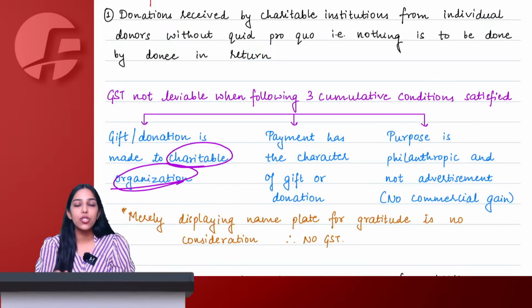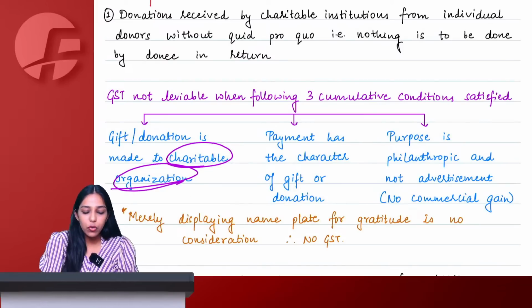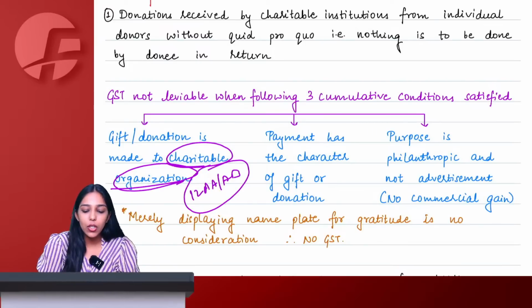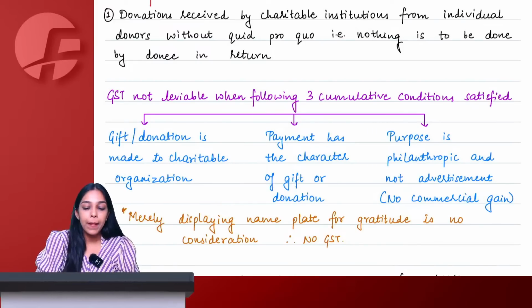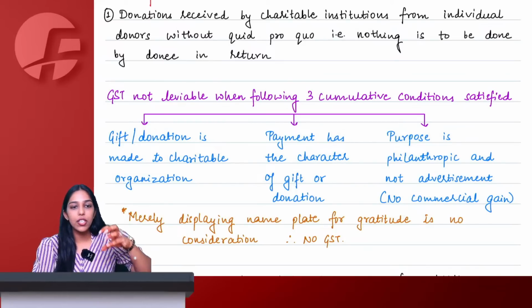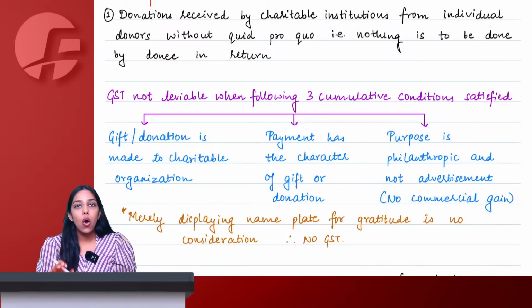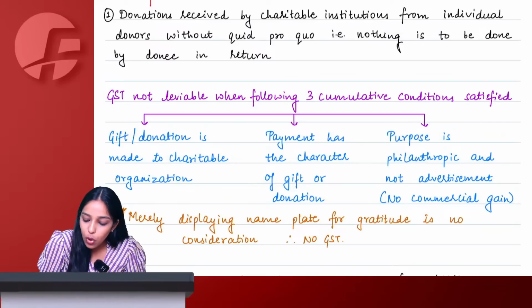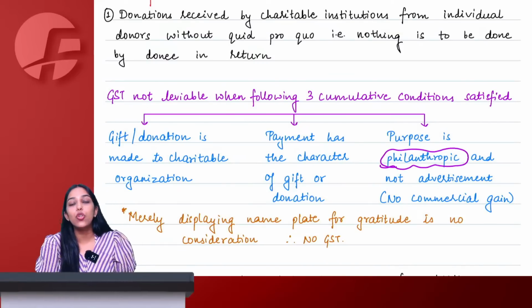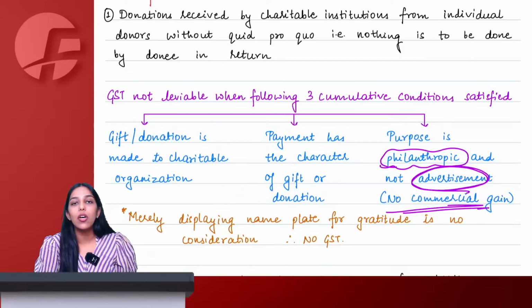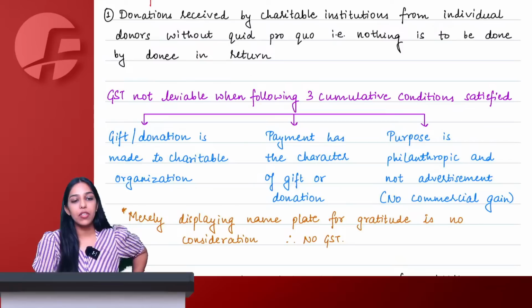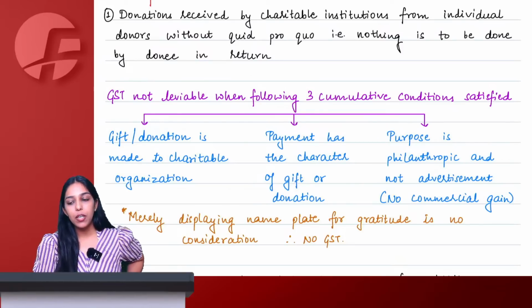Who are these charitable organizations? Who are registered under the Income Tax Act, right? We have 12AA, 12AB and some other sections in the Income Tax Act where you can get yourself registered as a charitable organization. So if, being an individual, I am giving this donation to a charitable organization, and whatever payment I am giving has the essence, the characteristic of donation or gift, and my purpose is purely philanthropic, I am not trying to get any kind of commercial gain or do any kind of advertisement, then this donation amount will be outside the GST purview.